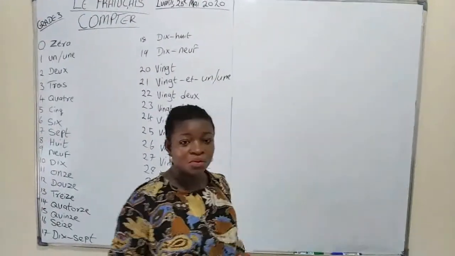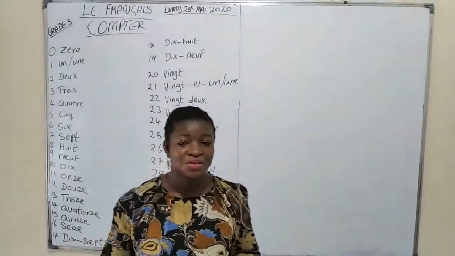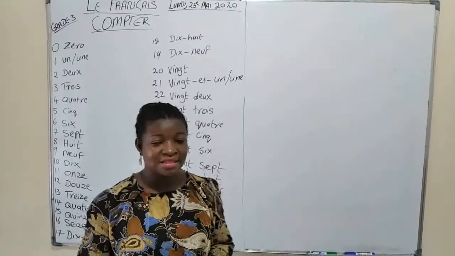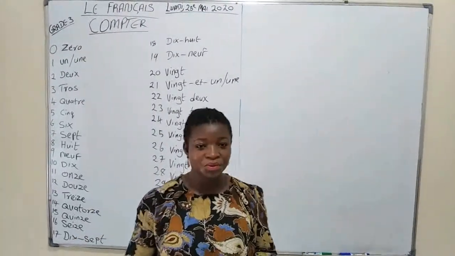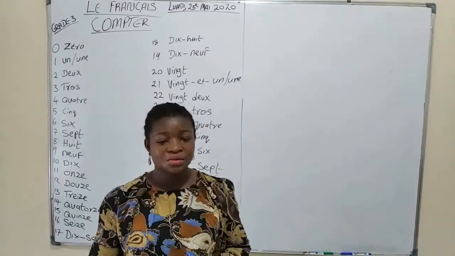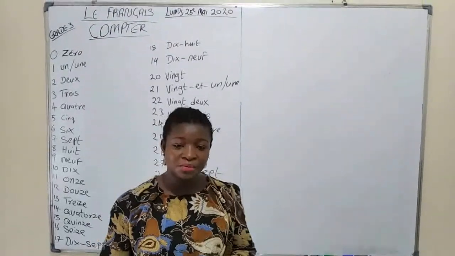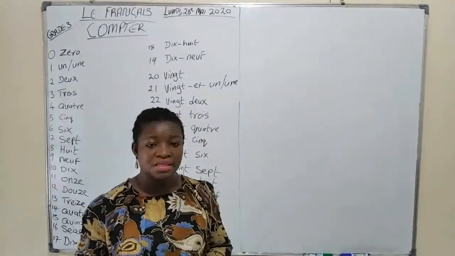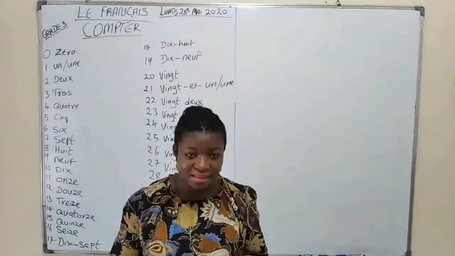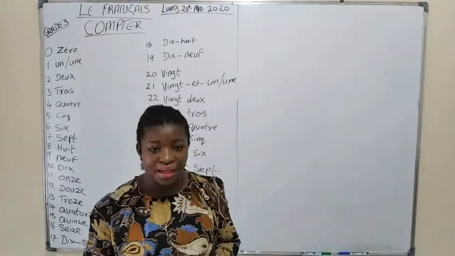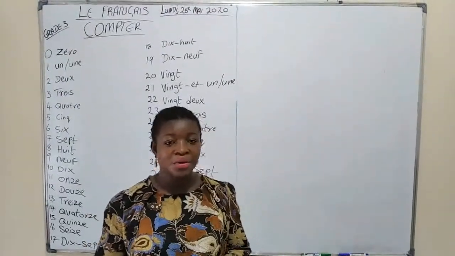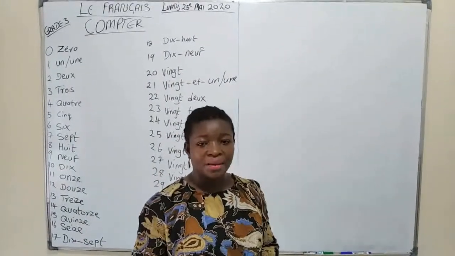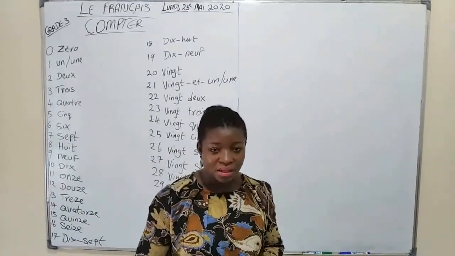Okay, today on the board we are going to be talking about how to count, and this lesson is for my grade 3 pupils. We're going now to learn how to count from 0 to number 30. We're also going to look at our verb, le verbe avoir, in the present tense. So, le verbe avoir au présent.